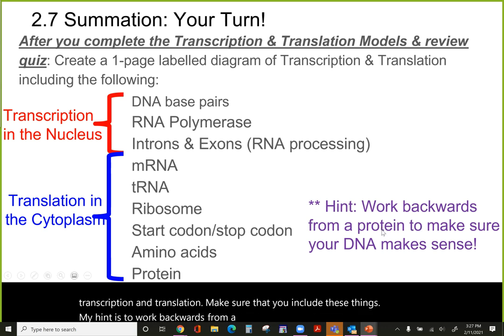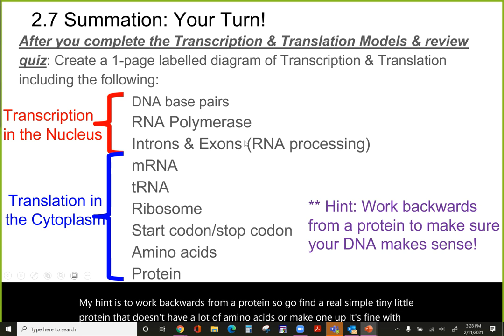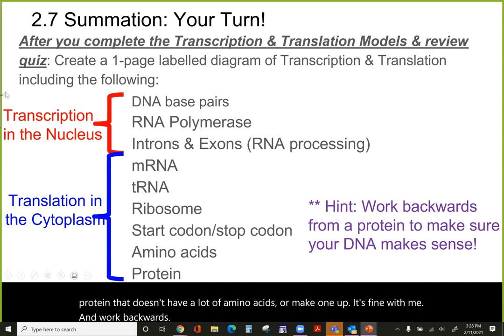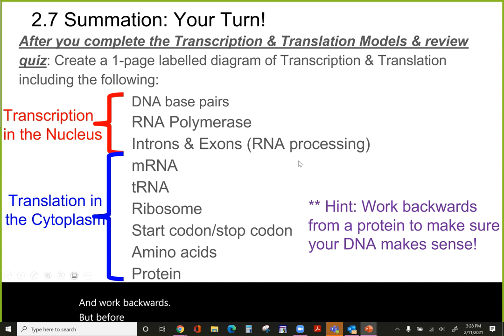So go find a real simple, tiny little protein that doesn't have a lot of amino acids, or make one up. It's fine with me. And work backwards. But before you do this, I have some models for you to look at that will help you visualize this process step by step.